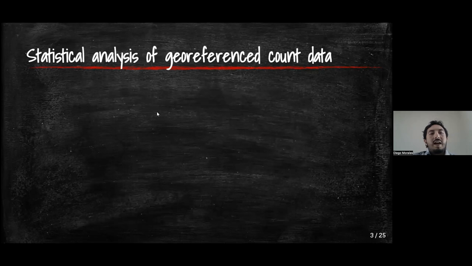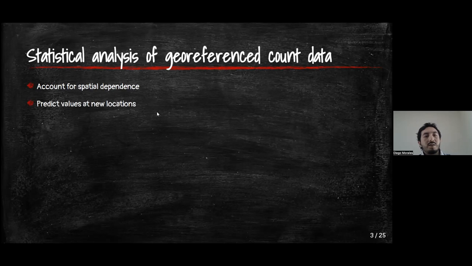And in the statistical analysis of georeferenced count data, we're interested in two things. The first one is to take into account the spatial dependence. So we expect that we are able to introduce the spatial dependence into our model, and then with that make some inference about the spatial dependence in the data set. And the second thing is to predict values at new locations. So we have some locations in the data set, but we want to predict the new values or the new counts of something in new locations.